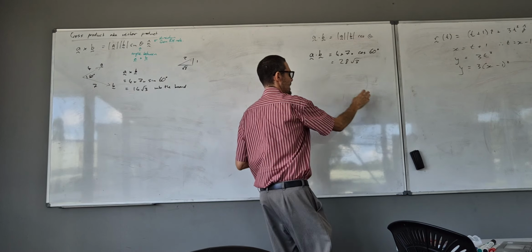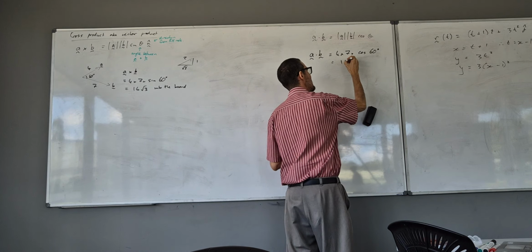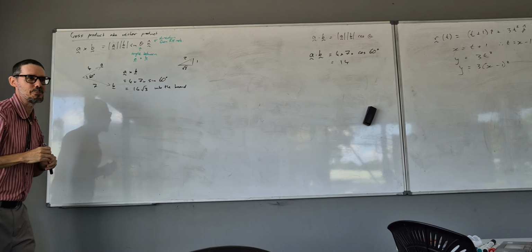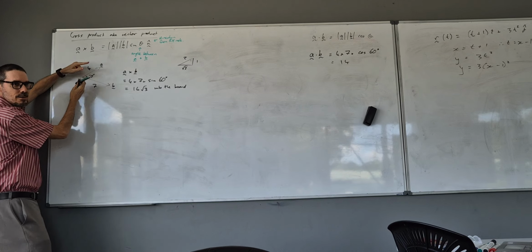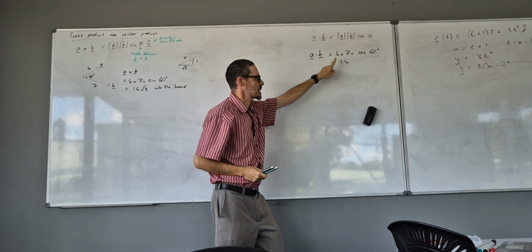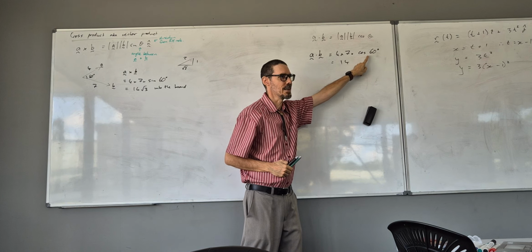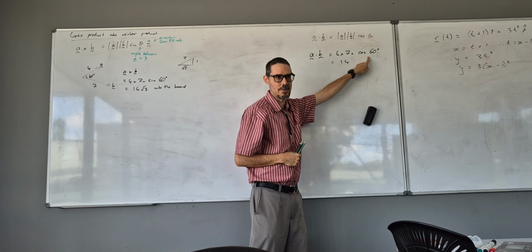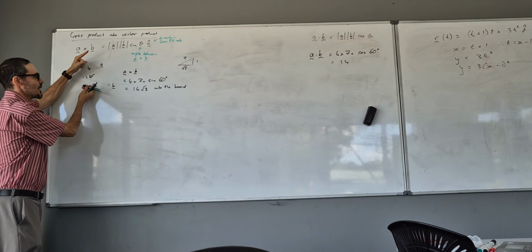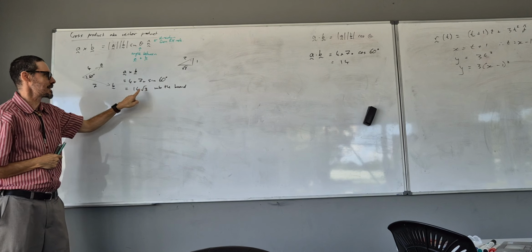No, it's not. It's 14. It's 28 times a half, which is 14. Right? If these two get closer together, the dot product will increase, because if they get closer together, the angle decreases and cos gets closer to 1. But as these two get closer together, the angle decreases, sine decreases, and this gets smaller.